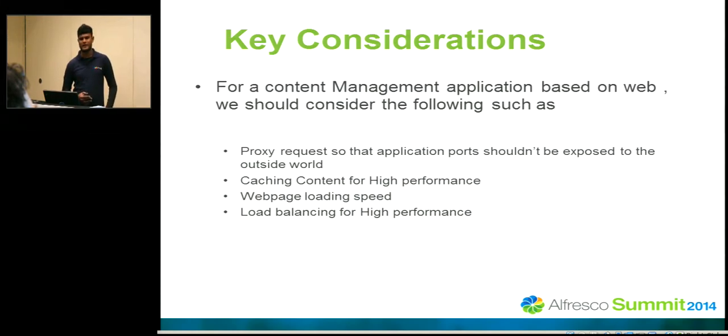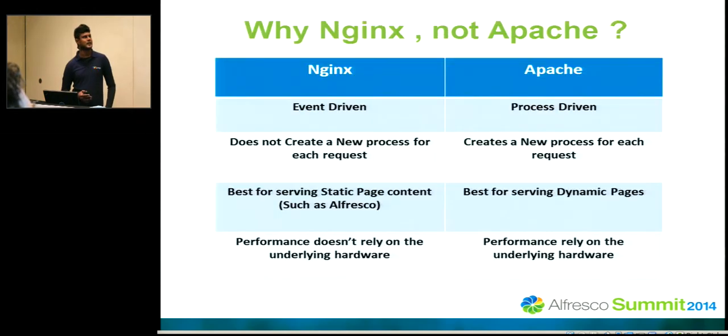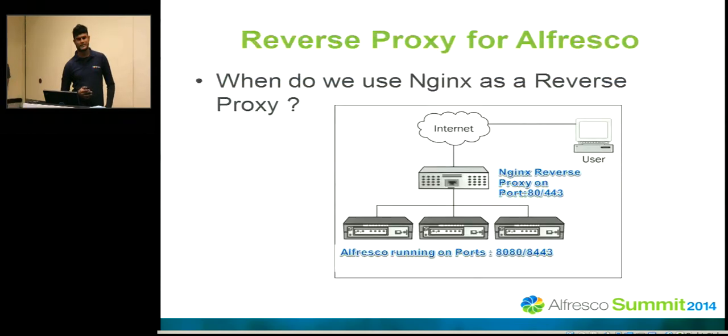After some research, we have found that Nginx is the best for Alfresco, because Alfresco is normally static content, and Apache is best for dynamic content. For each HTTP request, Apache creates a new process ID, but Nginx doesn't. Also, Nginx is hardware independent, while Apache relies on the underlying hardware. So this is a comparison between Nginx and Apache.